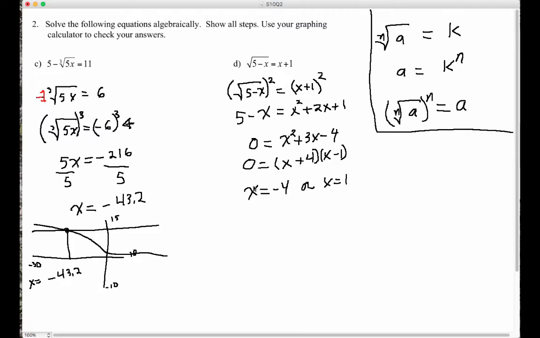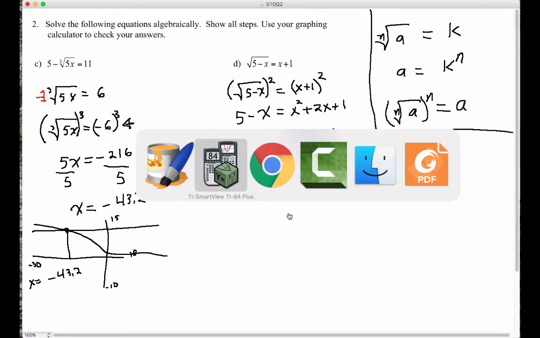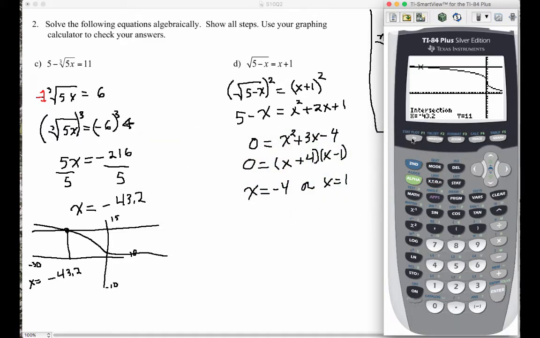So we've got a pretty good confirmation that we did it correctly algebraically because we got the same answer from a graphical standpoint. All right, let's do the same song, second verse, over here with part D. Let's take a look at a graphical solution to that problem. So go into our y equals, let's clear out y1, let's clear out y2, and let's type it in just how we see it. So square root of 5 subtract x in y1, and then down in y2, we'll put in x plus 1.